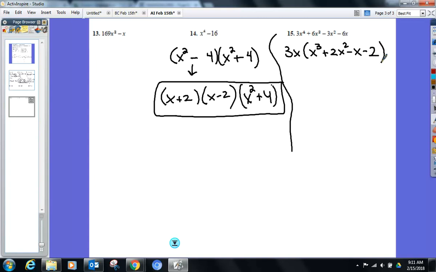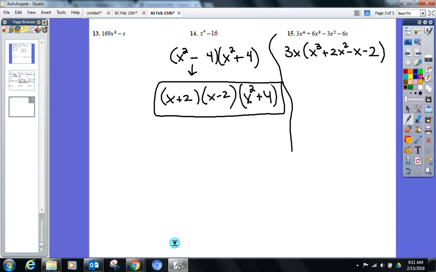I know we've been doing this a while. How many terms are still left in the parentheses? 4, and there's no more GCF. What should I try to do here? Group this sucker. You're darn right. 4 terms. Let's try to group it.